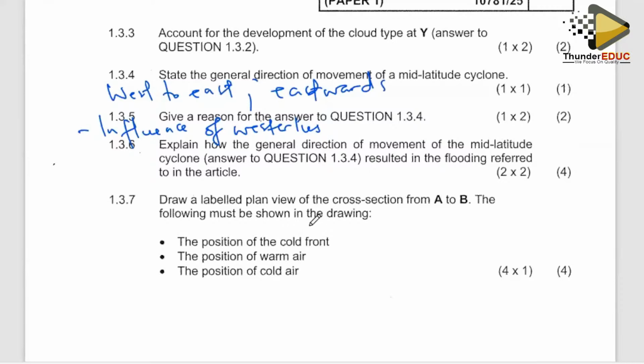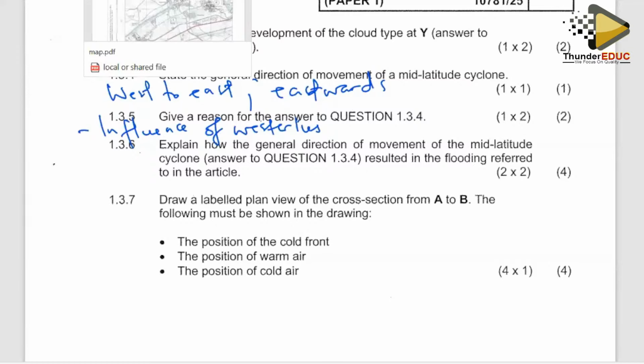Right. 1.3.4, explain how the general direction of movement of mid-latitude cyclone in the above answer resulted in the flooding referred to in the article. We want to relate movement direction to flooding. How does the movement direction result in flooding of the areas indicated in the infographic? Right, what you must explain here, you must explain the cold front position against the warm front position, like what we have been indicating here.